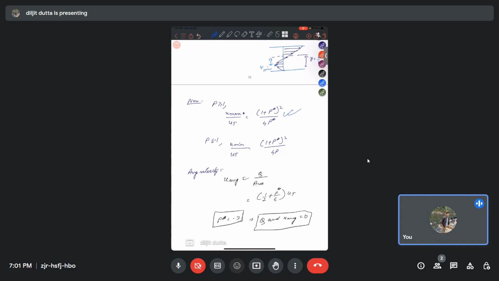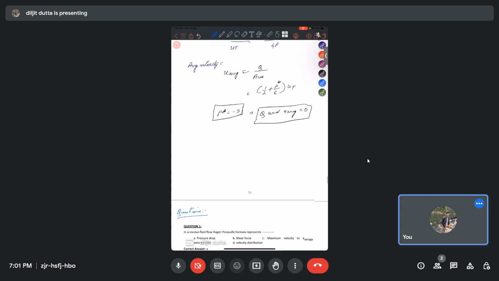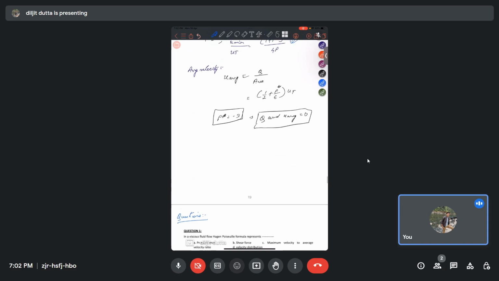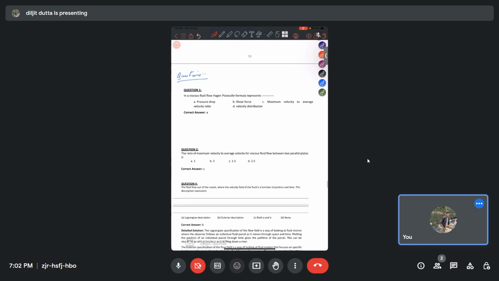For p greater than or equal to 1, u max by ut is equal to 1 plus p star whole square by 4 p star, and for p less than minus 1, u max by ut is equal to 1 plus p star whole square by 4 p star. And if we relate the average velocity with the discharge q, then at p star equal to minus 3, we will get q and u average equal to 0. So just remember this derivation, you will get some questions.